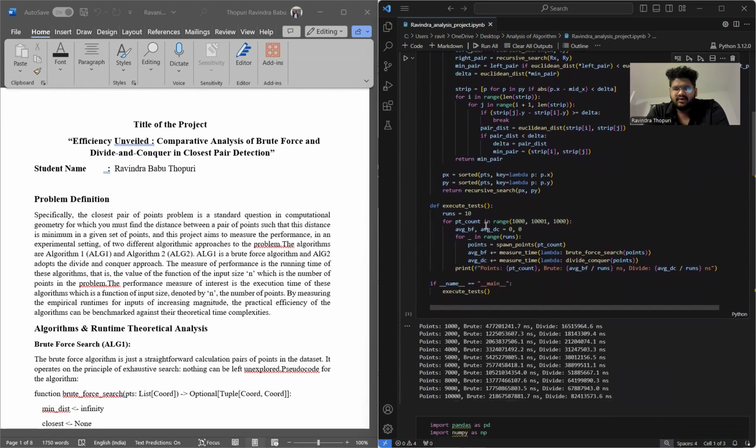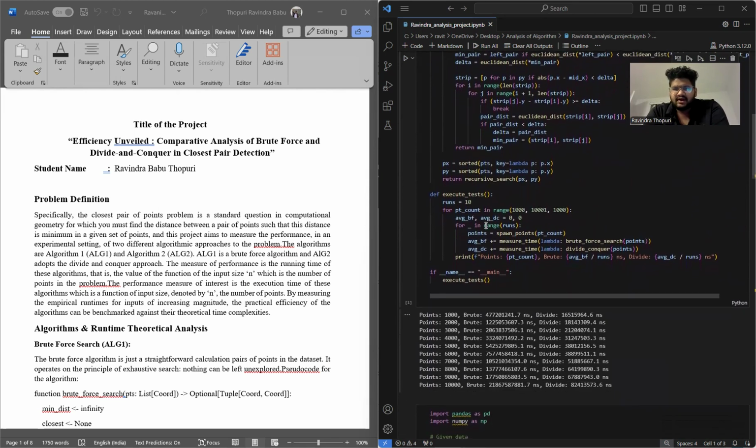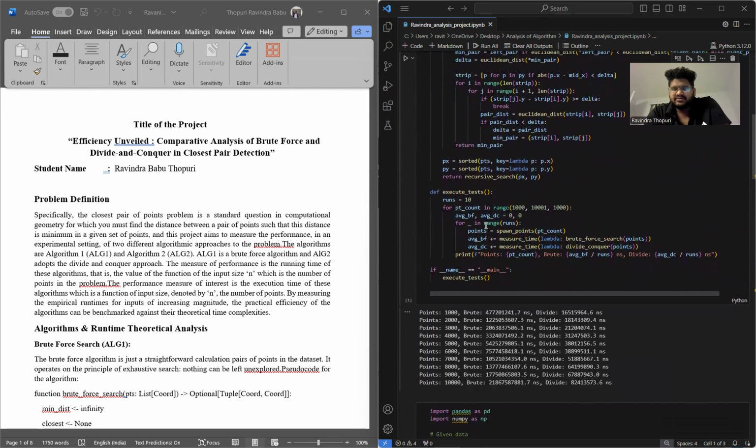Now let's talk about our results. Algorithm one's runtime shot up fast as we increased the number of points from 1,000 to 2,000. For example, from 1,000 to 2,000 points, the runtime almost tripled. You can see here that from 1,000 to 2,000, the runtime was tripled.